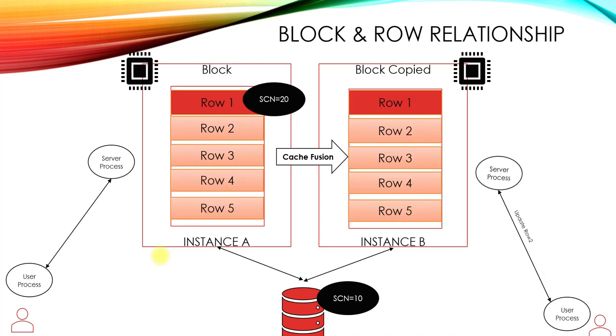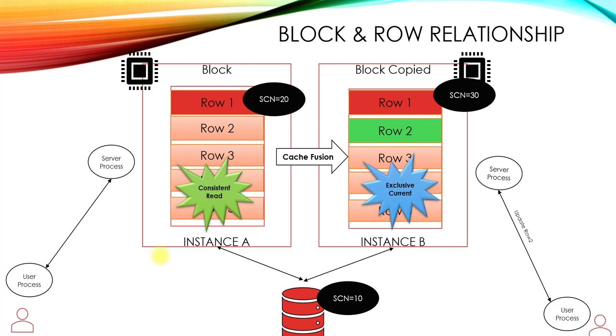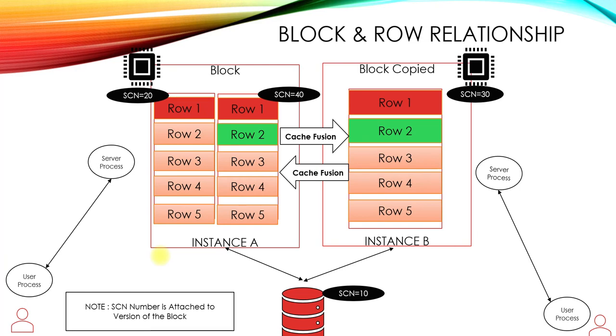So let's move forward. Now update row 2 from user 2. What will happen? Because the block with SCN 20 has been copied to instance B, as you can see, this SCN 20 block will become consistent read. Row 2 will be updated. The system change number will be stamped as 30 because that is the latest, and it will be termed exclusive current. I hope you guys are understanding how it goes. So the SCN number is attached to the version of the block.